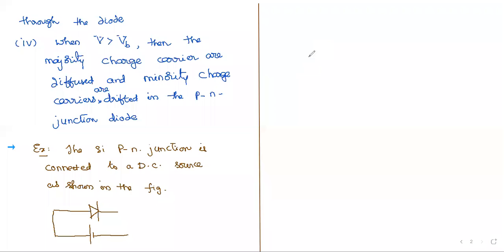Okay. Here it is connected to one DC source like this. What I did here is, the PN junction diode is connected to a resistor. Suppose this battery is of, say, 12 volts. And here, this one is of, say, 1.